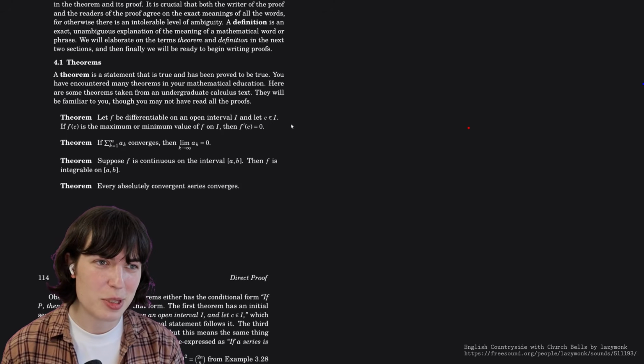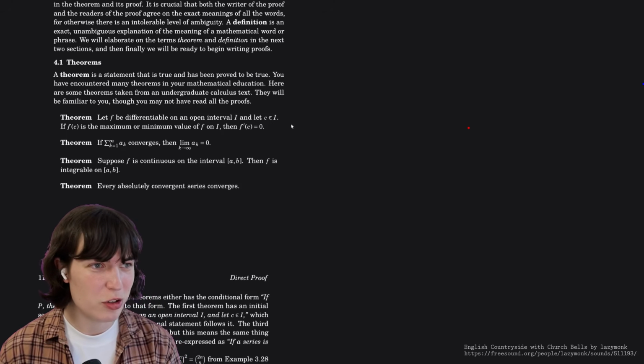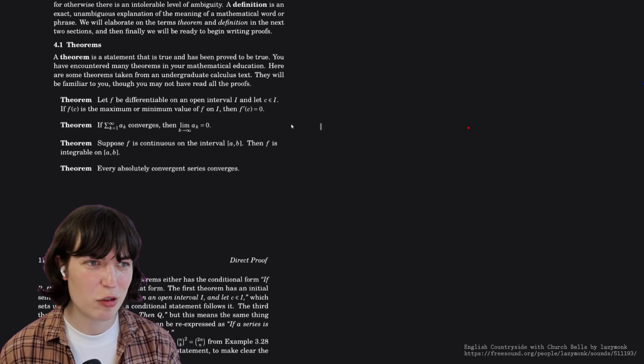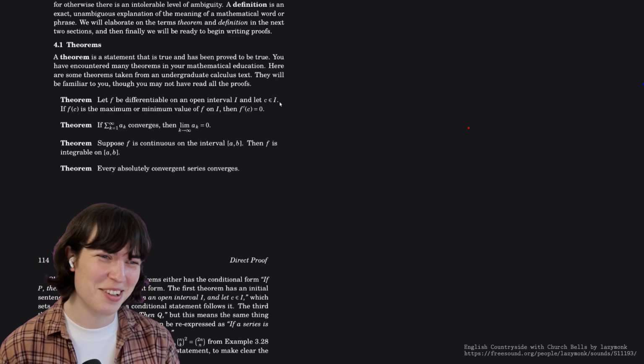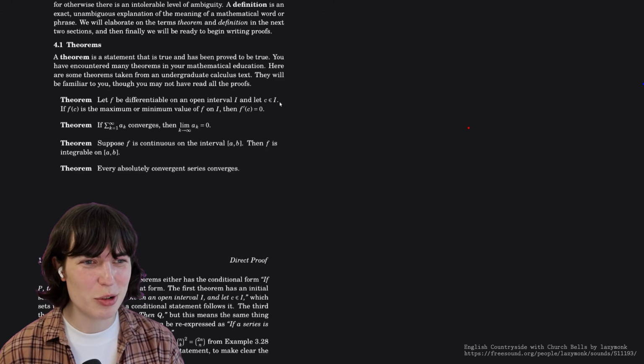Theorems. A theorem is a statement that is true and has been proved to be true. You have encountered many theorems in your mathematical education. Here are some theorems taken from an undergraduate calculus text. They will be familiar to you, though you may not have read all the proofs.